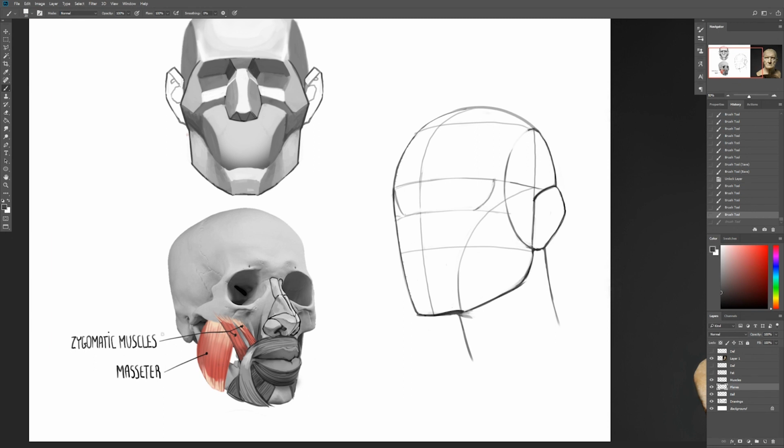And then, like I said, the zygomatic muscle is just to soften the connection between the cheekbones or the zygomatic bone and the sphere for the mouth. So with the addition of those muscles here, we've pretty much filled the hole that we had before right here.